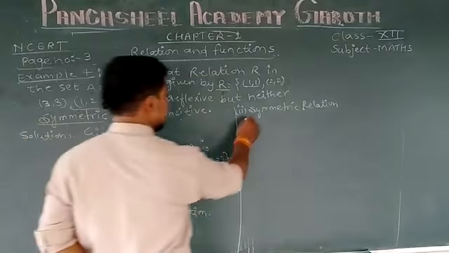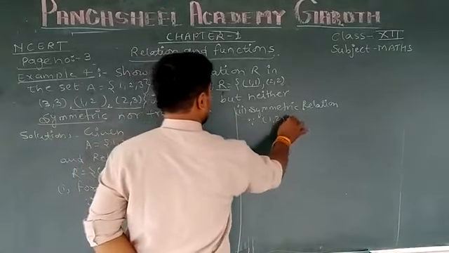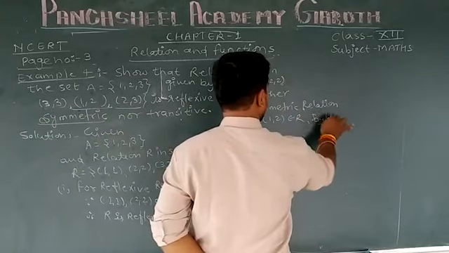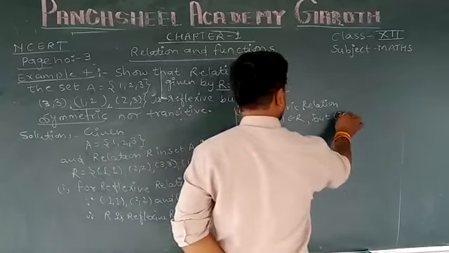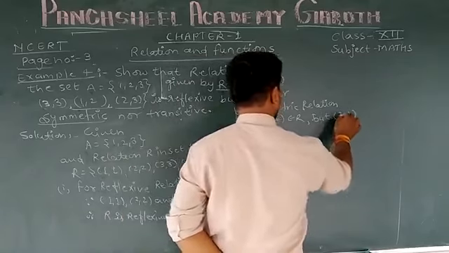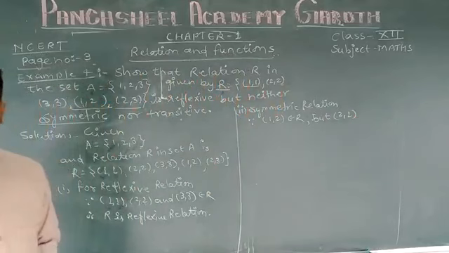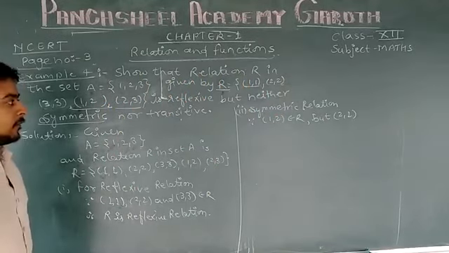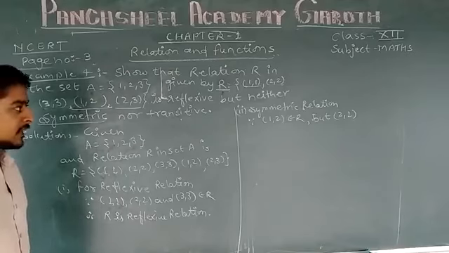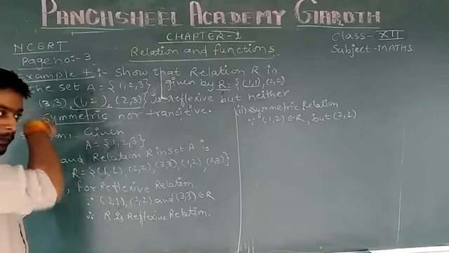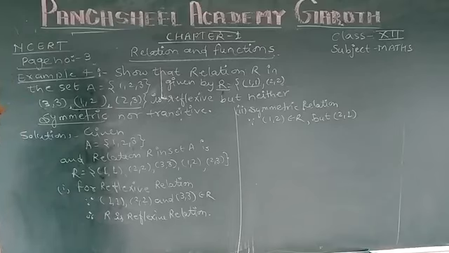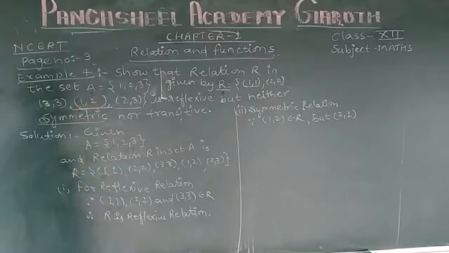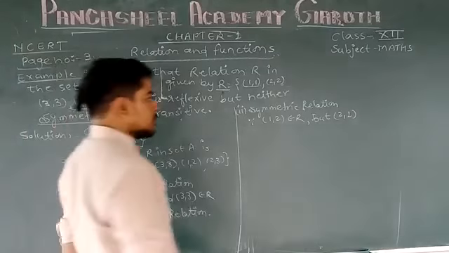We can write here, since (1,2) belongs to R, but the symmetrical form, (2,1), by the definition of symmetric relation, which we discussed earlier in the definition statement. The given ordered pair (1,2) belongs to R, but (2,1) does not belong to R.